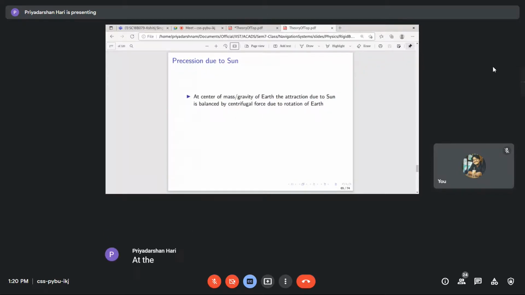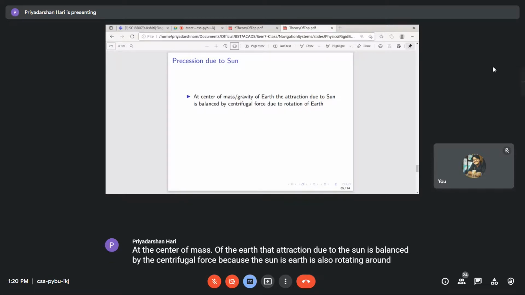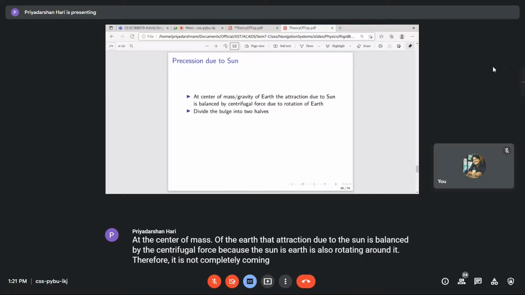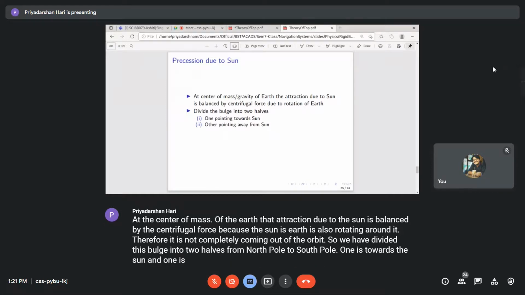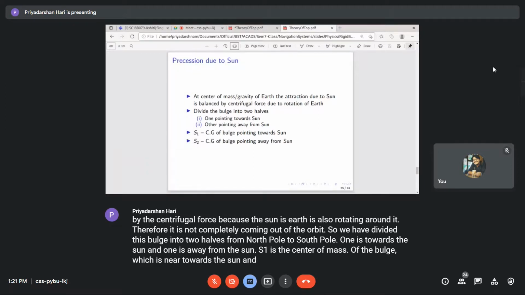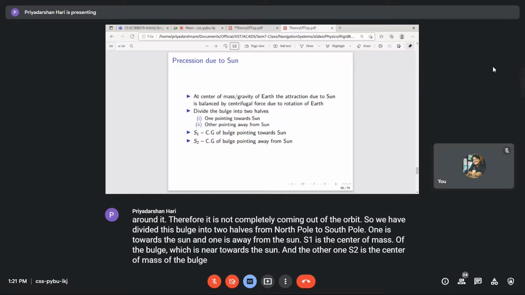At the center of mass of the Earth, the attraction due to the sun is balanced by the centrifugal force, because the Earth is also rotating around it. Therefore, it is not completely coming out of the orbit. So we have divided this bulge into two halves from North Pole to South Pole. One is towards the sun and one is away from the sun. S1 is the center of mass of the bulge which is towards the sun, and the other one, S2, is the center of mass of the bulge away from the sun.